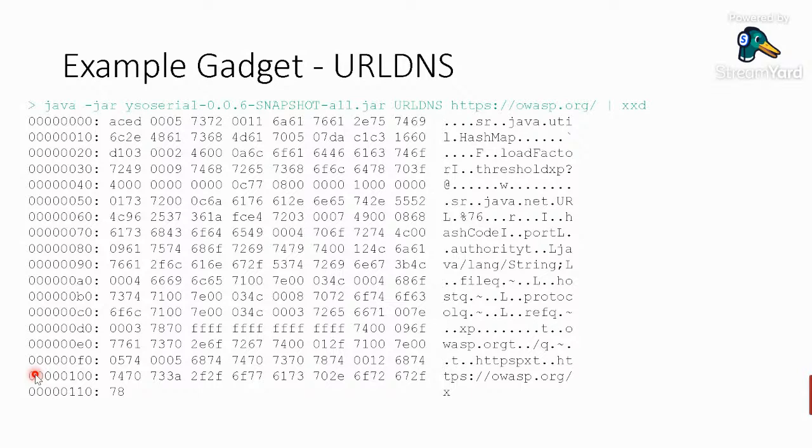And this is basically the result of running YSO Serial with that gadget. I put the URL to be OWASP, obviously. And you can see in the payload some interesting stuff. By the way, this is a hexdump, so you can see it in hex, and on the right, the string format. ACED is the signature of Java serialized objects. And you can see in the string version some of the class names. Hashmap is the main object that's used, and inside the Hashmap we have a URL. So you can figure out what's going on here, but this is all documented if you want to go into the weeds of the format.